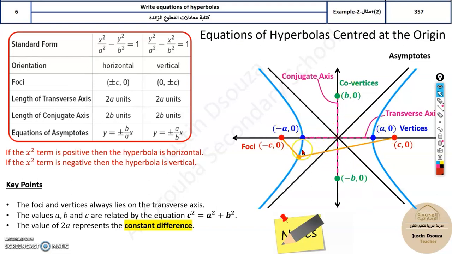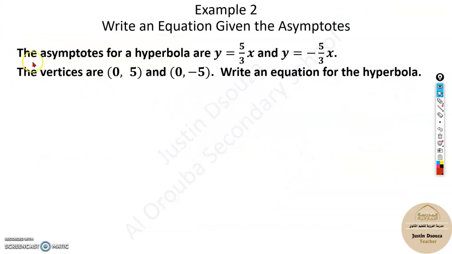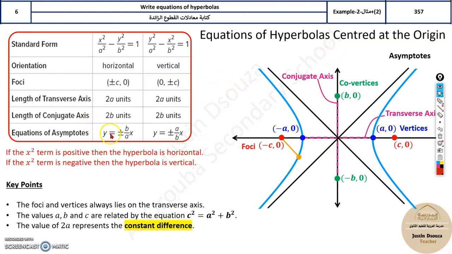Now let's see a problem. It's very, very easy. The asymptotes for a hyperbola are y equals 5 by 3 x and y equals minus 5 by 3 x. Now look over here.